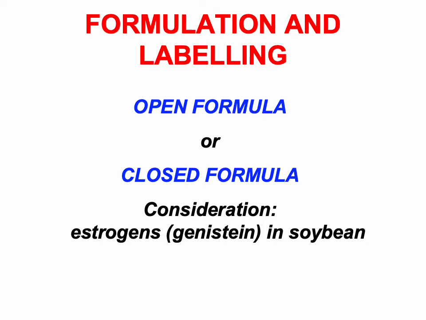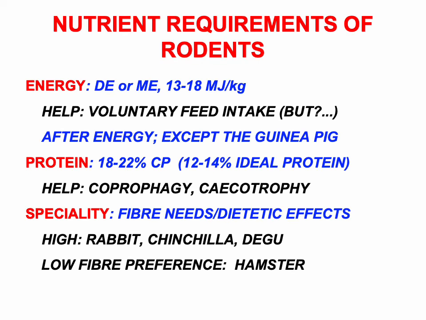Using this evaluation of the nutritional needs, here you can see the nutrient requirements of the rodents. The energy is given either in digestible or metabolizable energy, and the range is 13 to 18 megajoule per kilogram feed.